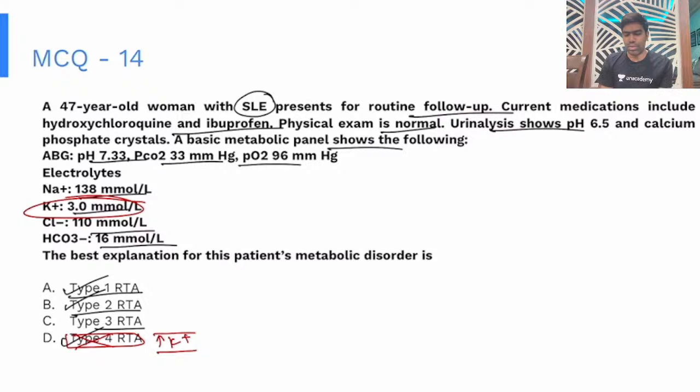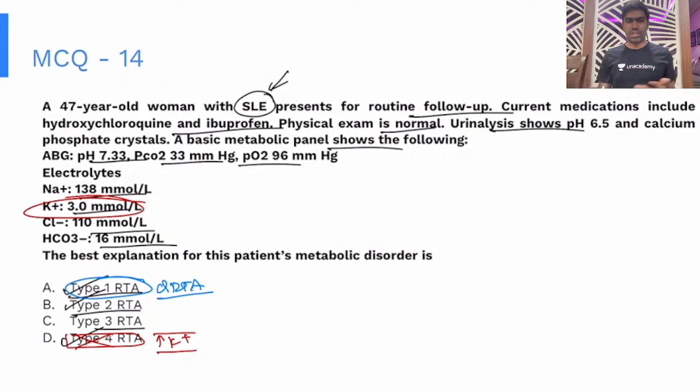There are a lot of giveaways in this question. So first of all, when you talk about a connective tissue disorder like SLE causing RTA, it's almost always a type 1 RTA. Okay, it's going to be a distal RTA. So if they give Sjogren syndrome, think about distal RTA. SLE, think about distal RTA. Sarcoidosis, think about distal RTA. So whenever you talk about a connective tissue disorder, always think about a distal RTA. It's going to be a type 1 RTA.